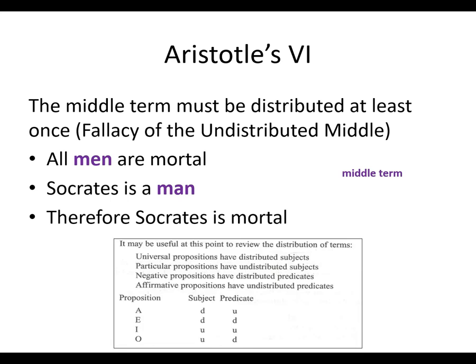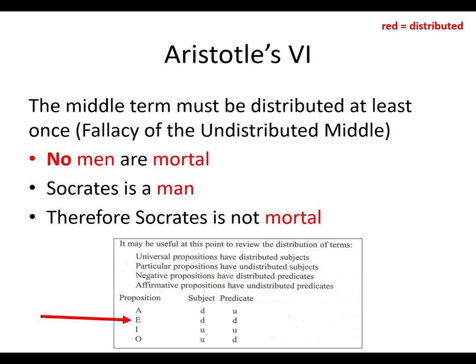We'll go through each type of proposition here. If I say all men are mortal, then I'm making a claim to know something about all men. My subject term, men, is distributed in my major premise. My middle term is distributed. I am indeed claiming to know something about all men.